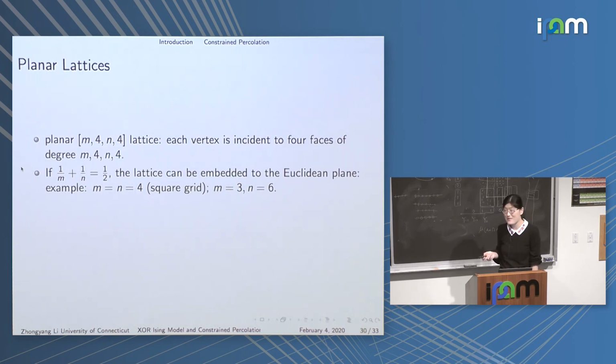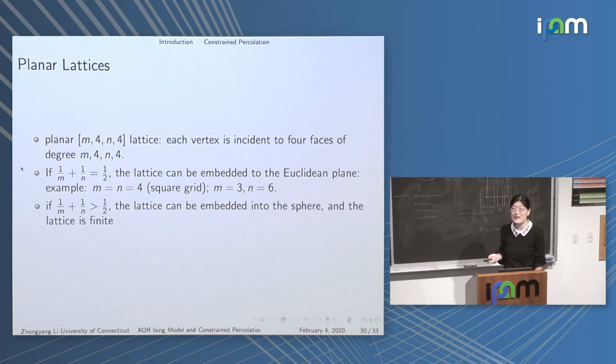So we have a degree 4 graph. Each vertex is incident to 4 faces, of degree m, degree 4, degree n, and degree 4. If 1 over m plus 1 over n is 1/2, then we have a graph which can be embedded into the Euclidean plane. If 1 over m plus 1 over n is greater than 1/2, then this lattice can be embedded into the sphere, and this lattice is actually a finite lattice.